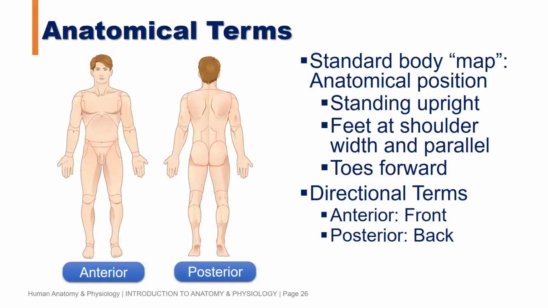The standard body map, or your anatomical position, is like in the photo wherein the man is standing upright, feet at shoulder width and parallel, and the toes are facing forward. Then I would like to introduce two directional terms. On the left side, you have anterior, where the man is facing in front, and then in the right photo, we have posterior, wherein the man is facing at the back.